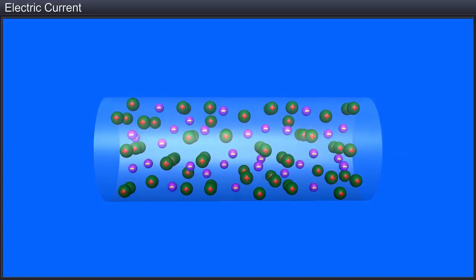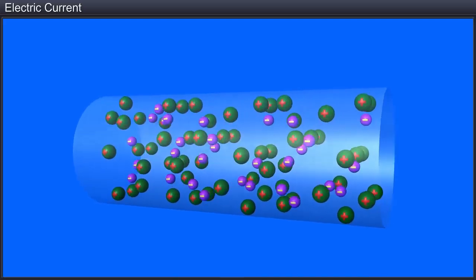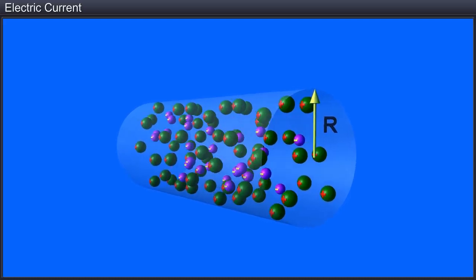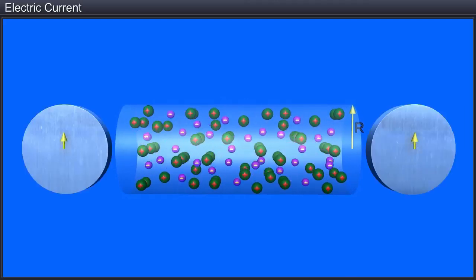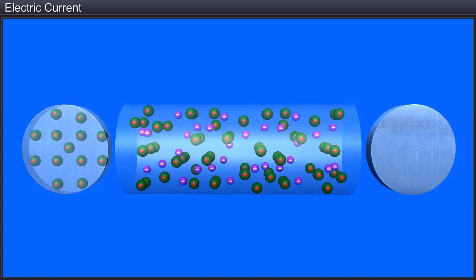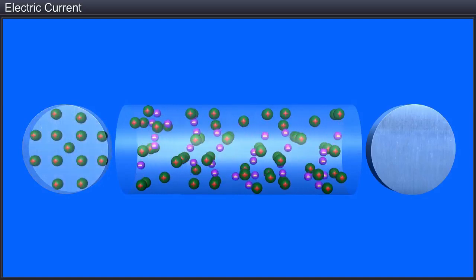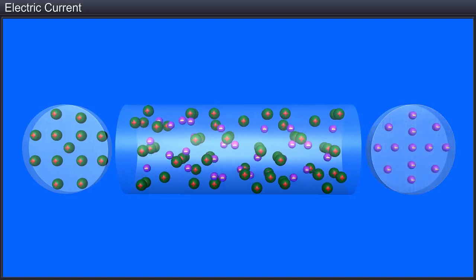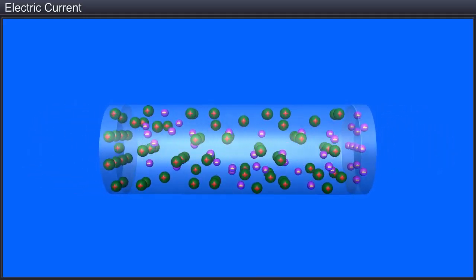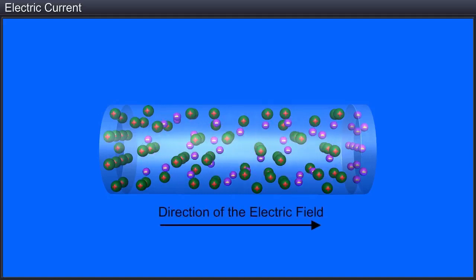To observe the motion of electrons very clearly, let us use a conductor in the shape of a cylinder of radius r. We take two thin circular discs made of a dielectric material of the same radius r as that of the cylinder. There are q number of positive charges distributed across one of the discs and q number of negative charges distributed across the other disc. These two discs are attached to the two flat surfaces of the cylinder, creating an electric field which is directed from the positively charged disc to the negatively charged disc.